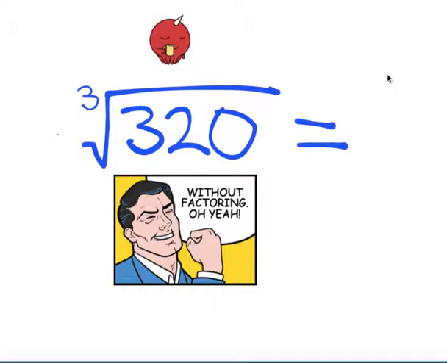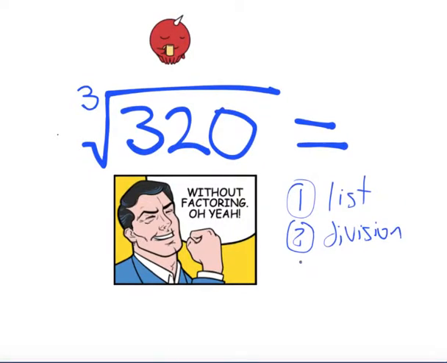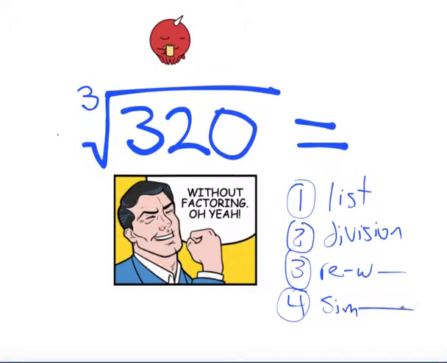So today I'm going to show you the steps, very easy steps. First, we are going to write a list of, let's call them perfect cubes. Then we're going to do some division. Then we're going to rewrite it. Then we're going to finish simplifying. Let's get to it.